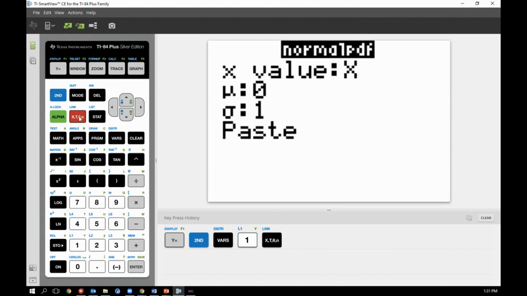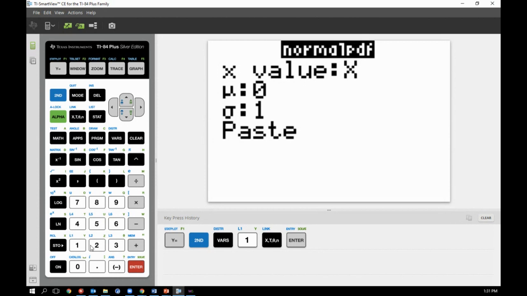So this one on my screen that's kind of in red right there. Then we'll hit enter. What does mu stand for? Let's try to remember our terminology. What does mu stand for? That's the mean.